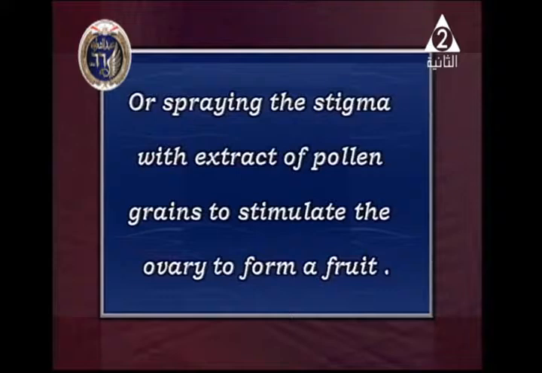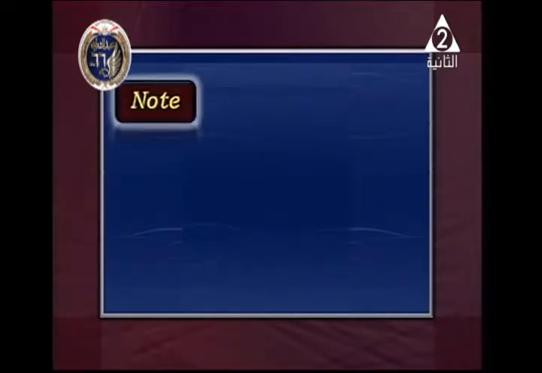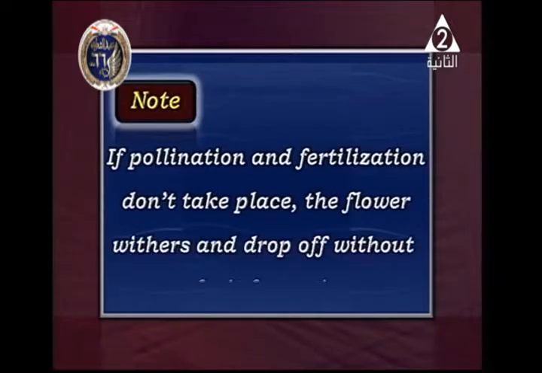And also we can use what? Spraying the stigma with an extract of pollen grains. We can take some of the pollen grains in such a way and stimulate the ovary to form a fruit without what? Also fertilization. Get the difference? But we have a note here. If pollination and fertilization do not take place, okay, the flower withers and drops, and no fruit will be formed, okay?